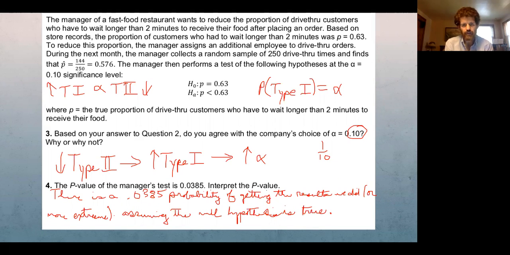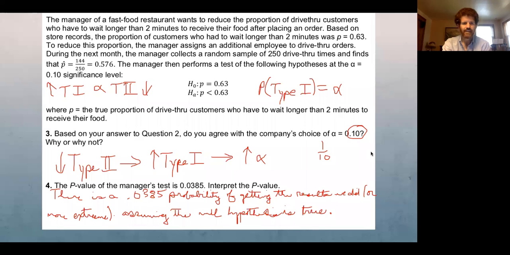So there you go. So if we have only a 4% chance of getting the results we did, assuming the null hypothesis is true, this is what we would call a statistically significant result. We would reject the null hypothesis. We would not end up with a type 2 error. You only get that if you fail to reject. So there we go. Hopefully this was helpful, kind of thinking through it a little bit.